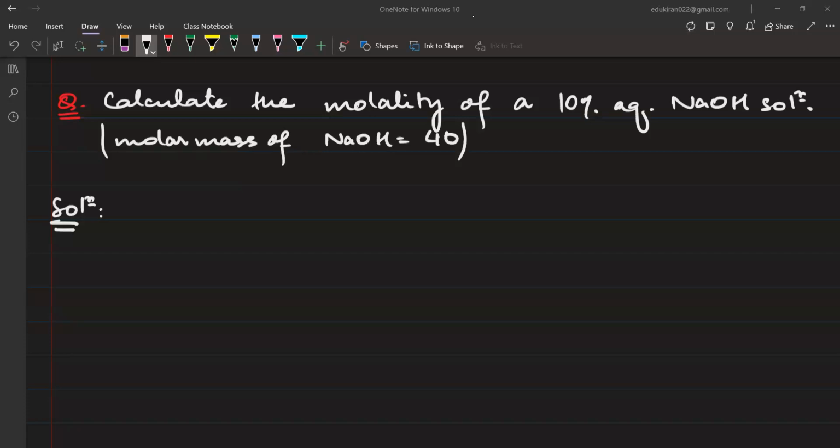Yes, Sophia. Do you remember the formula for molality? Do you want the formula for molality, or do you remember? Yes, sir. You want the formula? See, the formula for molality, it is represented by small m, which is equal to the number of moles of B, I represent for solute, divided by the mass of solvent in kg. This is the basic formula.